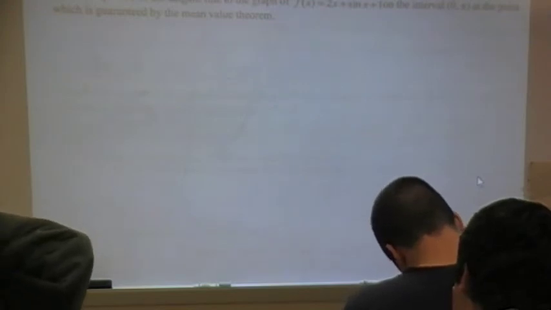Alright, next. Find the equation of the tangent line to the graph of f of x equals 2x plus sine x plus 1 on the interval 0 to pi at the point which is guaranteed by the mean value theorem. Now they didn't ask us if the mean value theorem applied, they just told you that it did. So they want you to find the place on the interval from 0 to pi where the mean value theorem guarantees there to be a point. So what do I need to do first? Find the average. We do need to find, even before that probably, I'm going to take the derivative first.